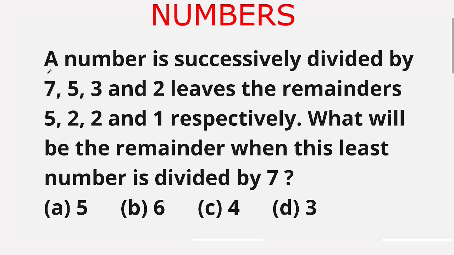Our question is, a number is successively divided by 7, 5, 3 and 2 and leaves the remainders 5, 2, 2 and 1 respectively. What will be the remainder when this least number is divided by 7? The given options are option A, 5, option B, 6, option C, 4, option D, 3.